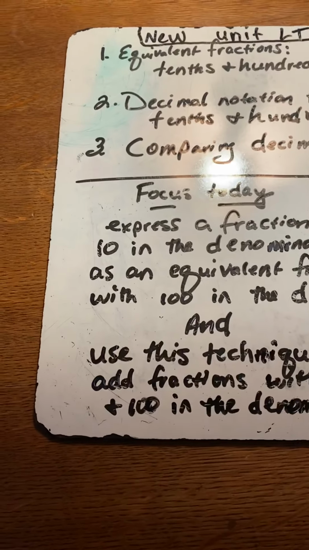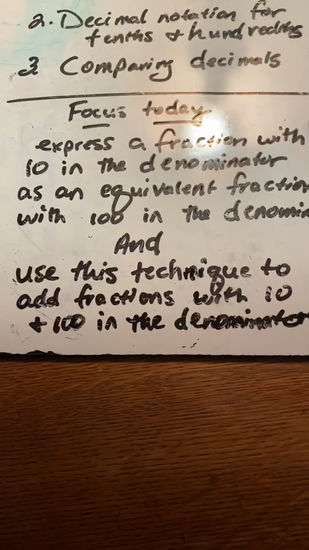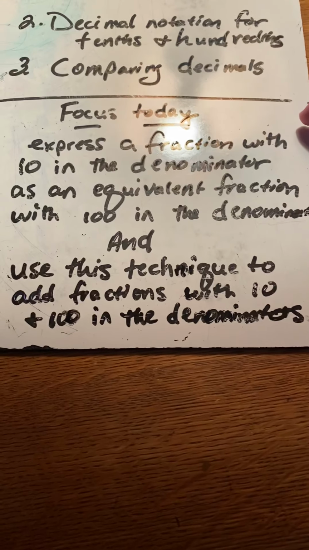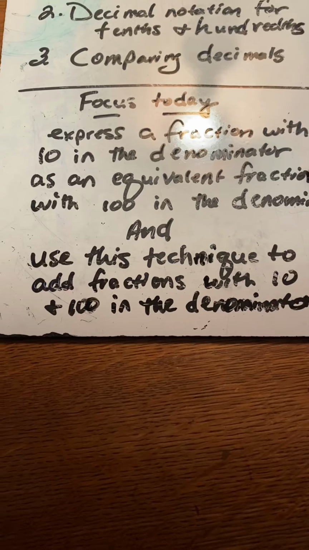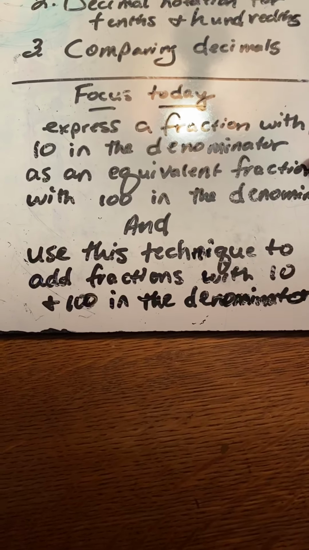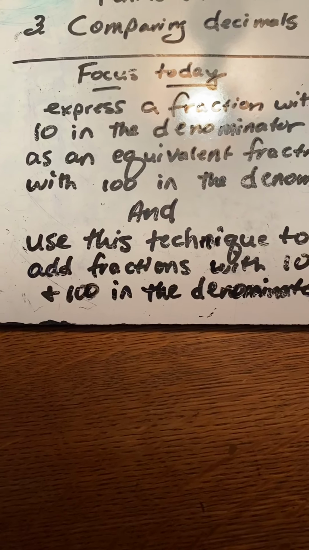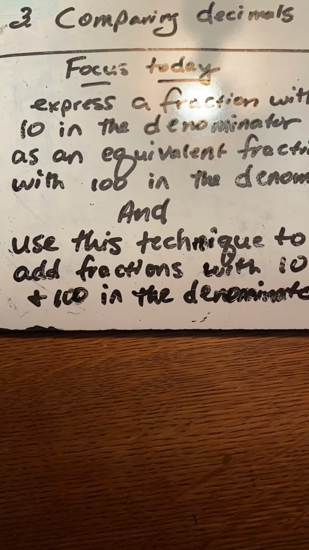We're going to do 2 and 3 later on in the week and next week, but our focus was for yesterday, it's going to be kind of the same bubble for today. We're going to be working with taking a fraction that has 10 in the denominator and creating an equivalent fraction with 100 in the denominator. And once we get comfortable doing that, then we're going to be able to add fractions with tens and hundreds in their denominators, and that's what we're going to be working on for today.